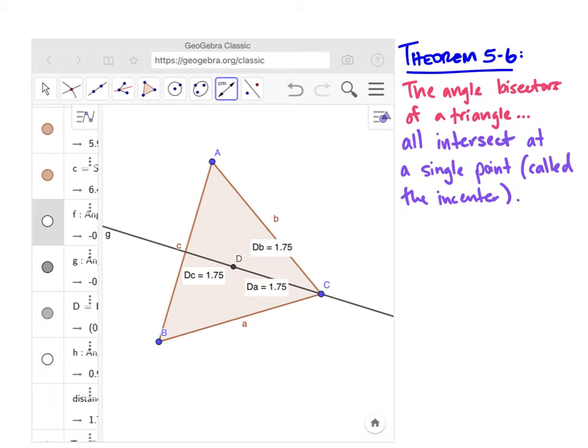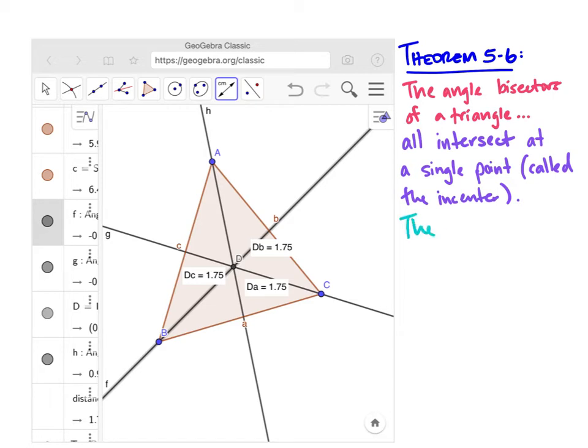And so what that means is that point D, which again was the incenter because it's the point of intersection for all the angle bisectors of my triangle, means that it is equidistant from all three sides of my triangle. So that's going to be the second part of this theorem that we can put on here: that incenter is always equidistant from the sides of the triangle.